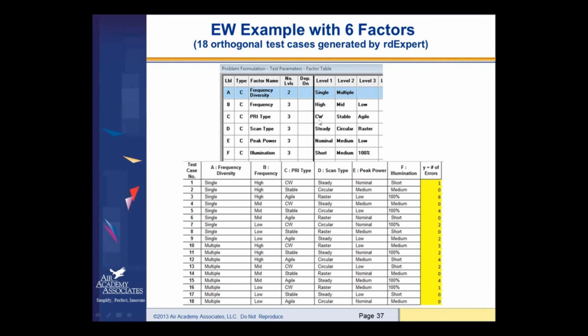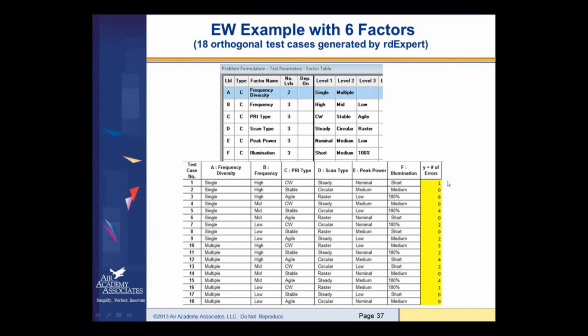You see what the levels are over here. And frequency diversity has 2 levels. Now, the design that the RD Expert will point out, and that our software would point out also, is an 18-run design. This turns out to be the infamous L18 that I showed you before. It will test these 6 factors, getting independent evaluation.